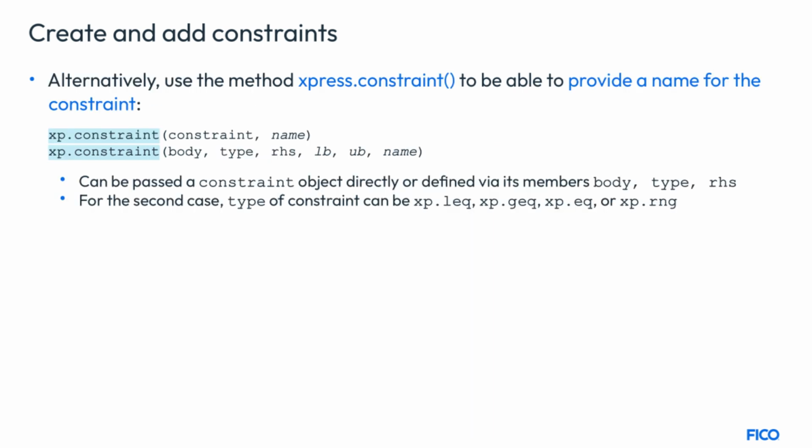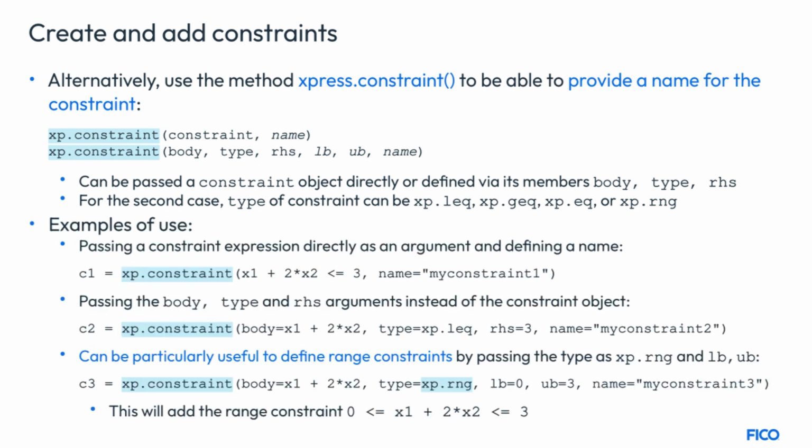In case you want to provide a name for your constraints, use the xp.constraint class instead. It is possible to create a constraint by stating the complete constraint as argument, or by specifying the different elements in individual arguments such as body, bounds, type, and name. In the first of these examples, a constraint is created by passing the complete constraint expression, while in the second example the same constraint is created by passing the individual arguments. Besides being able to define a name, the xpress.constraint class can be particularly useful for creating range type constraints, in which case a lower bound and an upper bound argument are required for the constraint.